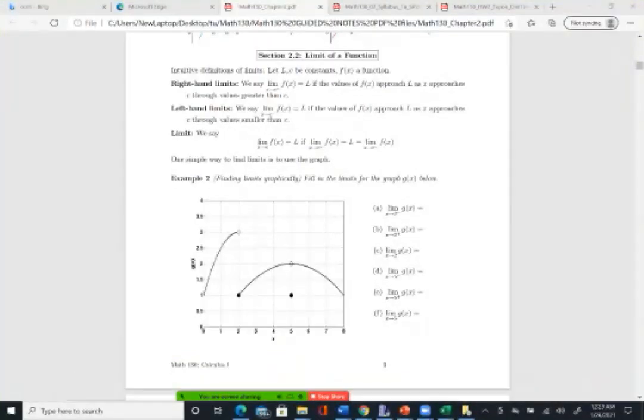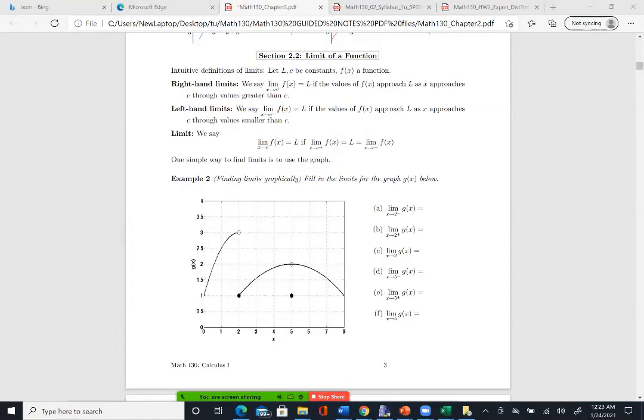Okay, so let's talk about section 2.2, limit of a function. Intuitive definition of limit. Let L and c be constants and f(x) a function. Then the right-hand limit, or we say the limit of f(x) as x goes to c plus, equals L.